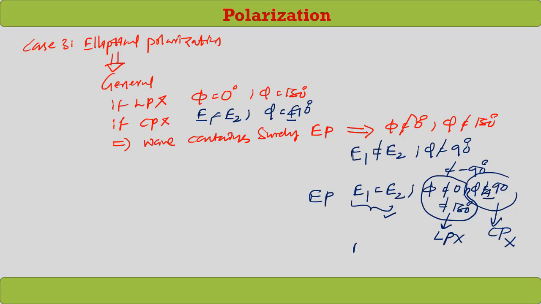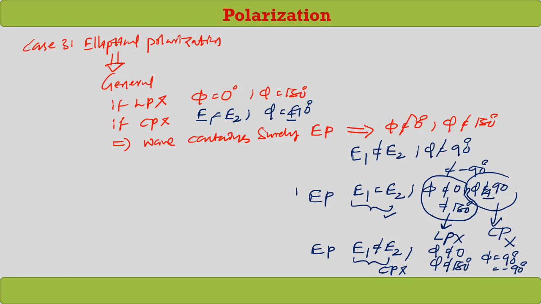Now you take different values of E1 and E2 and phi is not equal to 0, phi is not equal to 180. This is for cancelling the LP. And CP is already cancelled, since we have taken E1 is not equal to E2. So now you take phase is equal to 90, you should get EP only. Or phase is equal to minus 90, you will get EP only. So EP can be obtained like this.